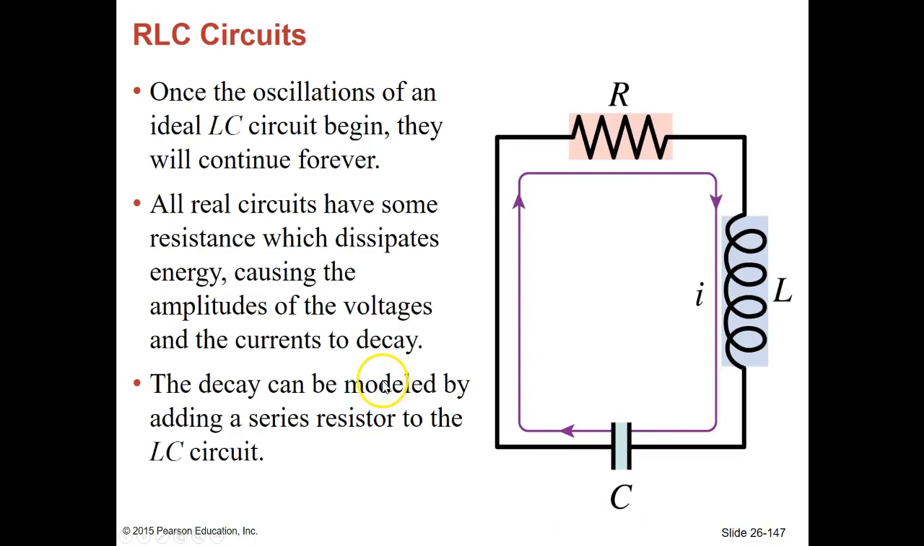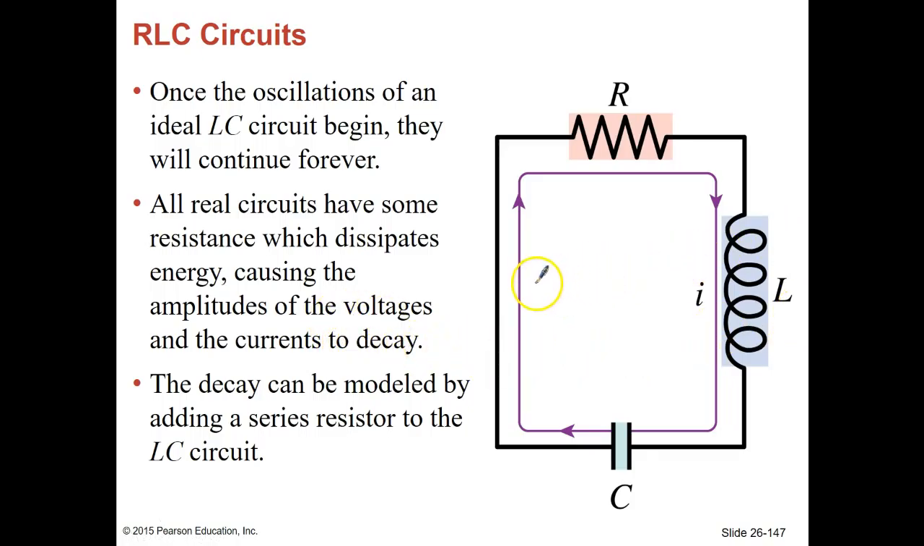RLC circuits are a little different. These have a resistor along with the inductor and the capacitor. Once the oscillations of an ideal LC circuit begin, they will continue forever, but all real circuits do have some sort of resistance in them, and that causes the amplitude of the voltage and the currents to decay.